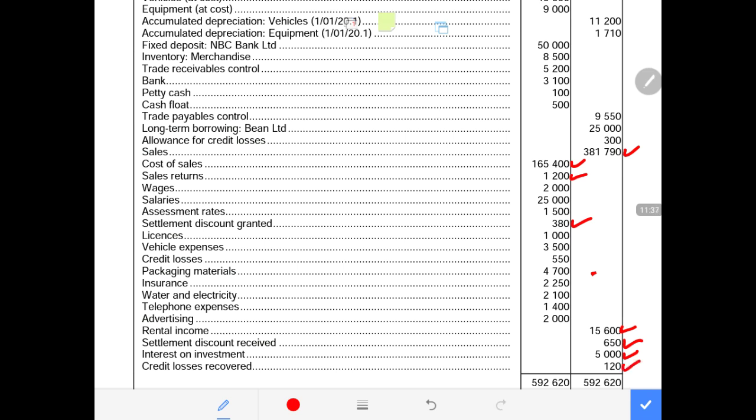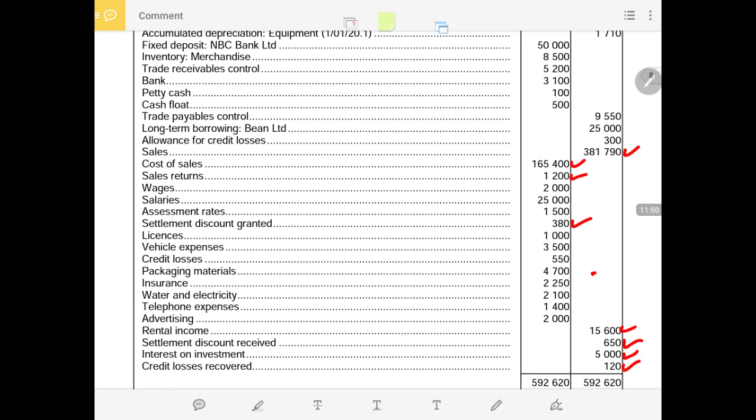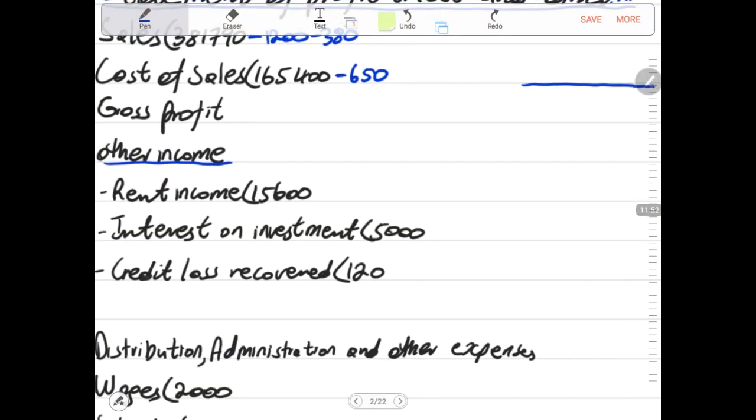So now we acknowledge the receipt of money from the debtor who was previously written off as irrecoverable when he pays back as an income, which is other incomes. So now that will be also another other income of 120 rand. That is where that 120 is coming from.